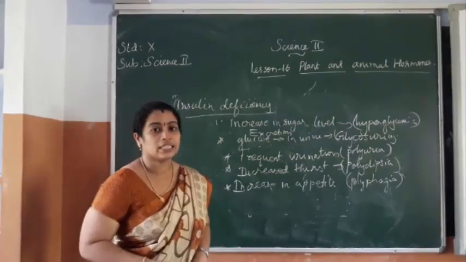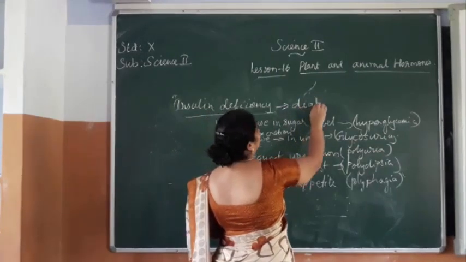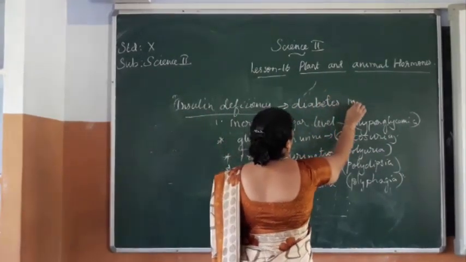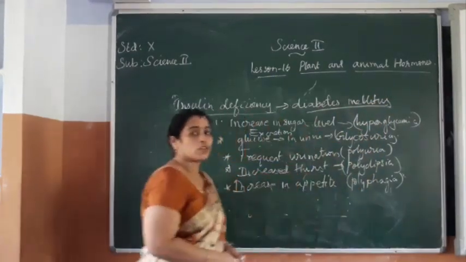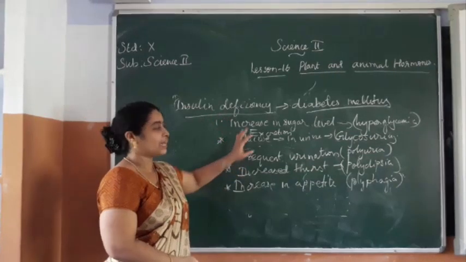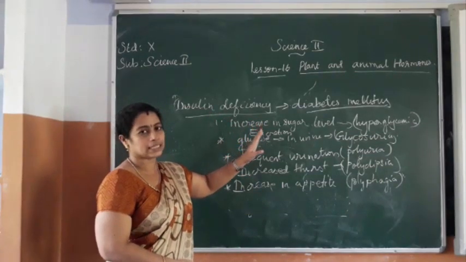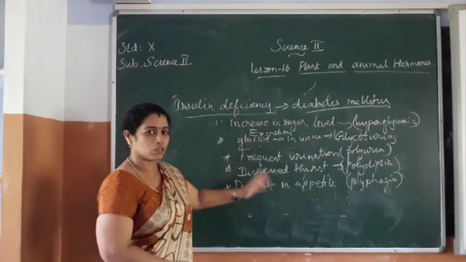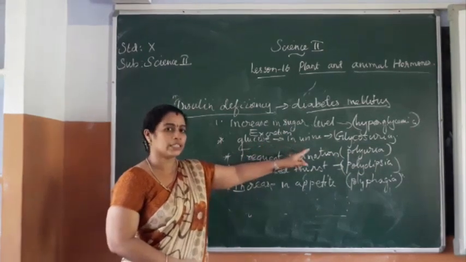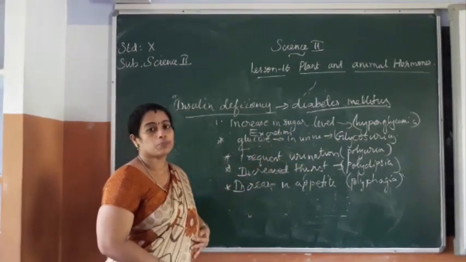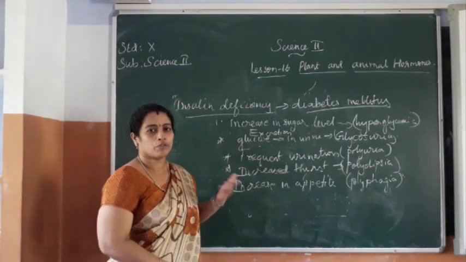insulin deficiency gets the disease called diabetes mellitus. Diabetes mellitus is caused because of the deficiency of insulin, and these are the symptoms of that disease. Excretion of glucose through urine is known as glycosuria. Then frequent urination: the person who has diabetes mellitus goes for urination frequently.